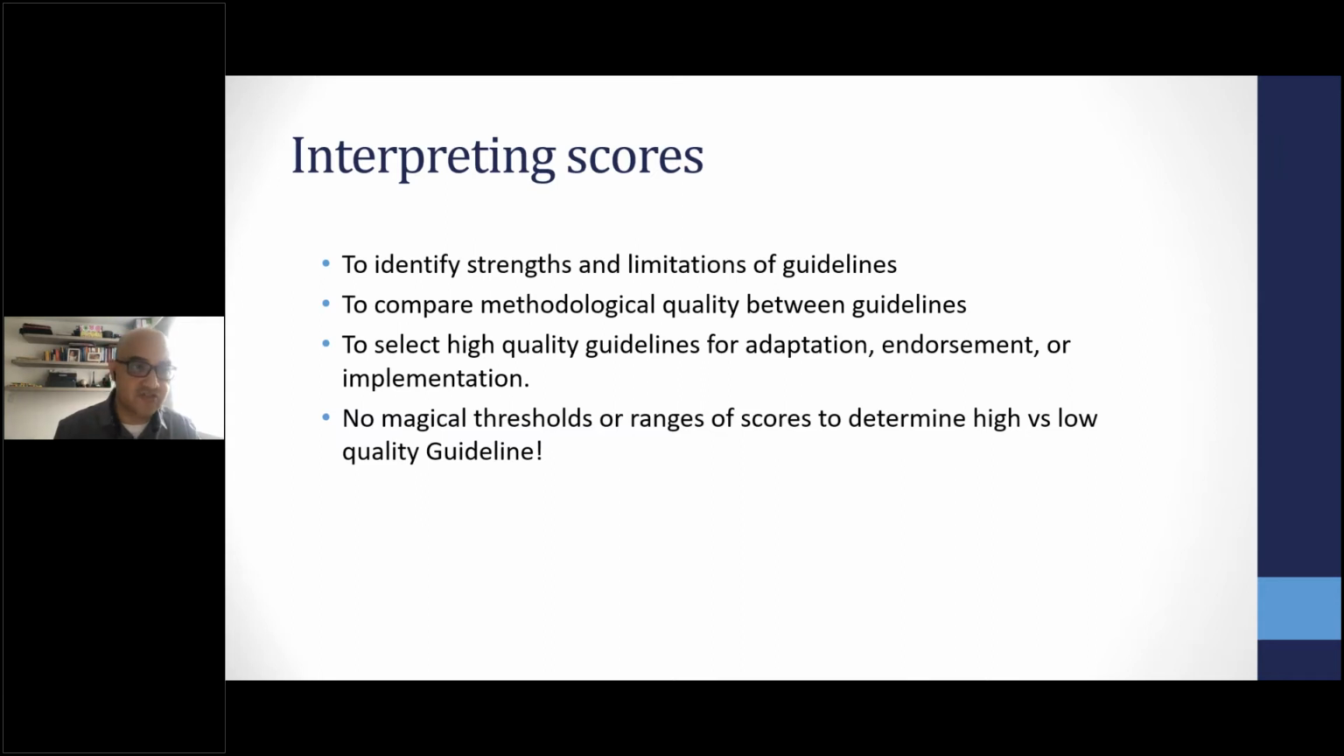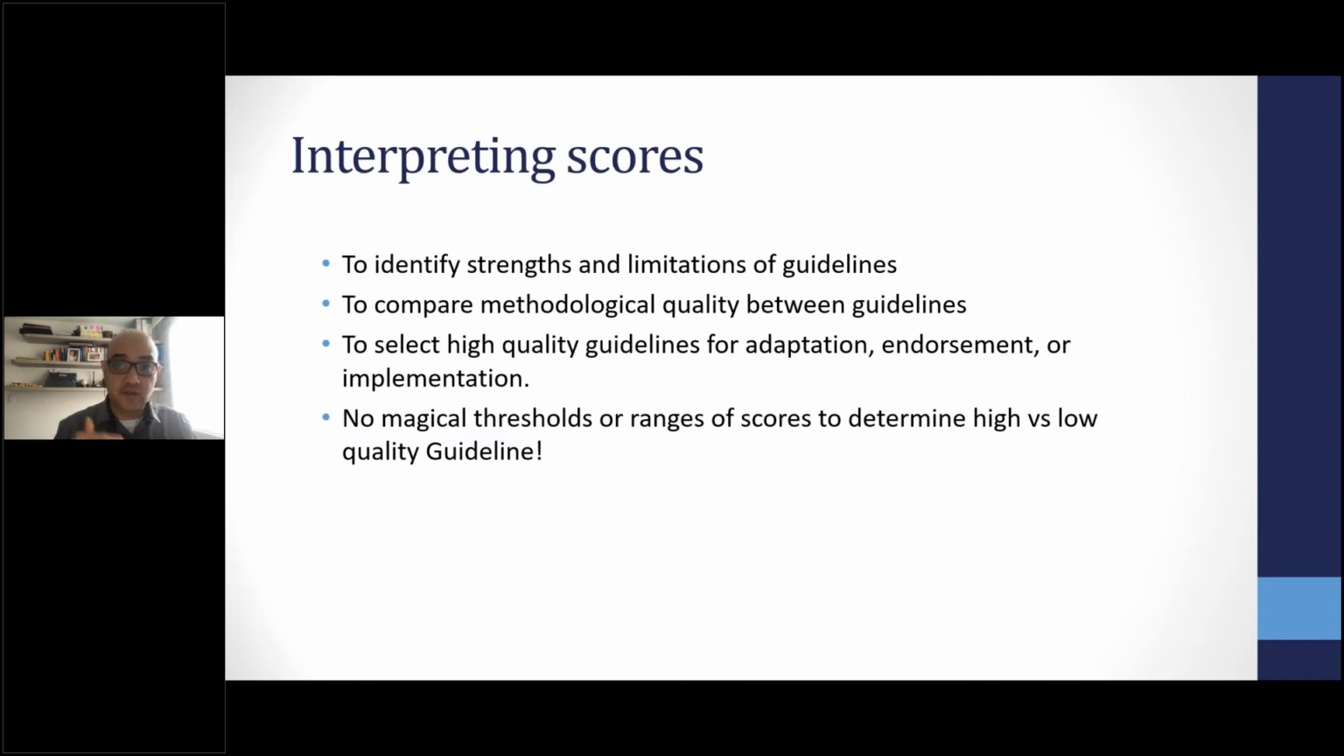There are no magic thresholds, and this is the most common question that we receive. People ask us for a specific threshold about what could be a good guideline and what is a bad guideline. There is no magic threshold to say above this percentage these are good quality guidelines, and below this threshold there are bad guidelines. That's up to the users to decide, depending on the number of guidelines, the context, and the quality of the guidelines that we have.